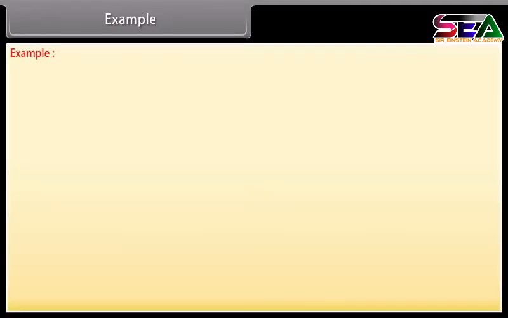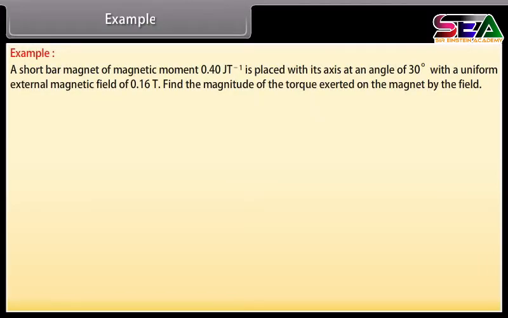Example. Let's take an example of dipole in a uniform magnetic field. A short bar magnet of magnetic moment 0.40 joule per tesla is placed with its axis at an angle of 30 degrees with a uniform external magnetic field of 0.16 tesla. Find the magnitude of the torque exerted on the magnet by the field.